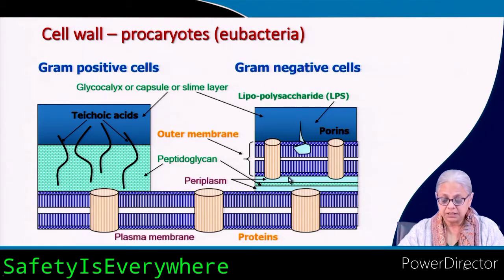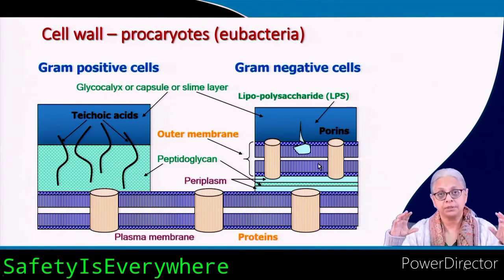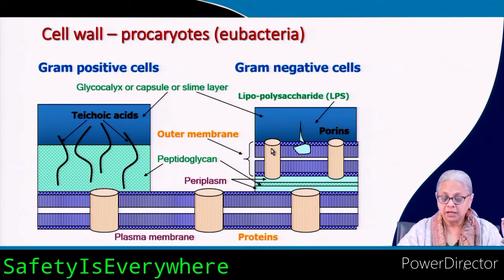You have periplasmic space, and there is an outer layer, an outer membrane, which is again formed by phospholipid. There's a bilayer which is formed by phospholipids again, and you have other transmembrane proteins, including the porins, which will determine what comes into the periplasmic space and then the plasma membrane. And outside this you have a lipopolysaccharide layer. So this is all about gram-negative cells.